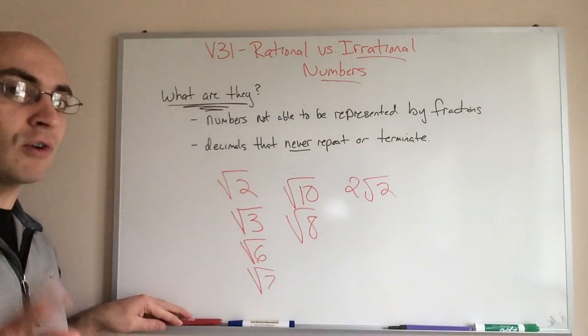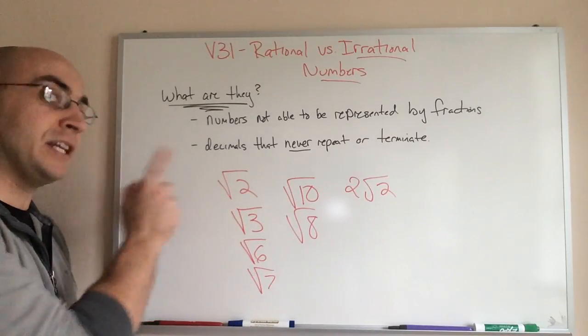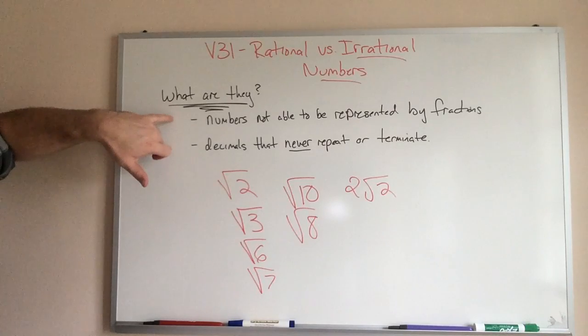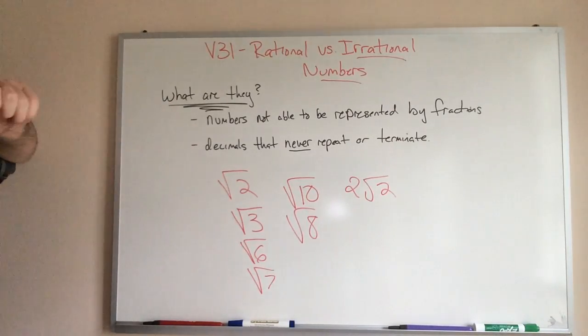Like I said, there are many more rational numbers than irrational. But what you have to be able to pick out is which ones are irrational. And it's these 2 bullet points for sure. Numbers that can't be represented by a fraction. So if you can write a fraction of the number, it's rational. And then decimals that never repeat or terminate.